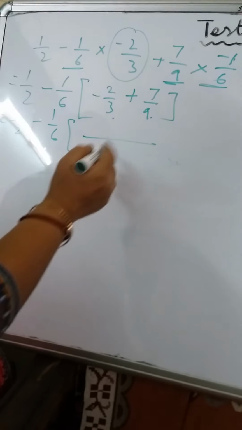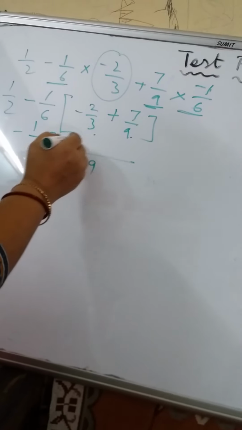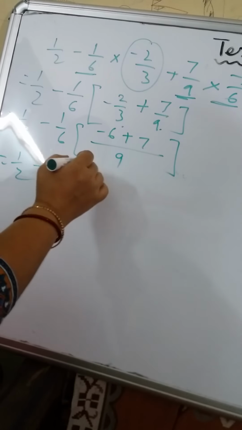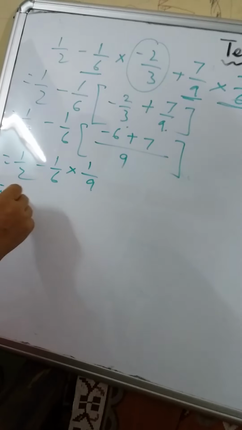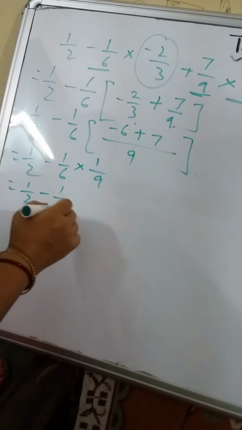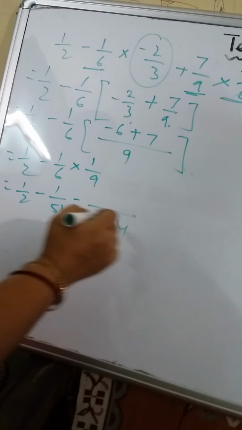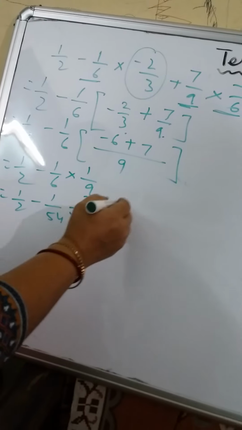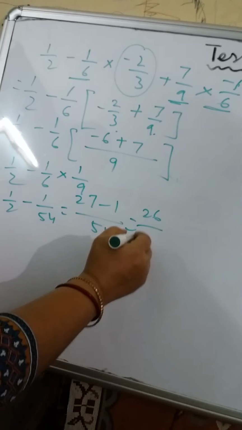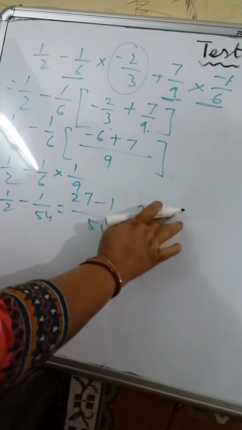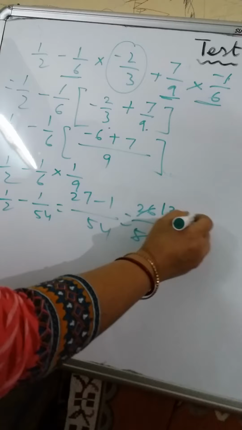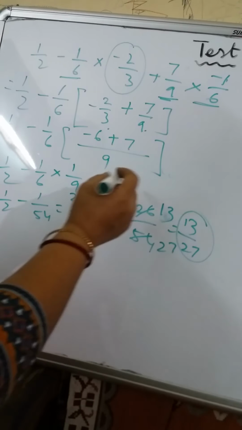So 3 and 9, the LCM of 3 and 9 is 9. 3 3s are 9, minus 6 plus 7, and minus 6 into this is 9. 1 by 6 9s are 54. So 54 is again 2 and 54, the LCM of 2 and 54 is 54. 27 minus 1, that is 26 by 54. If we take it to its lowest form, your answer is 13 by 27.